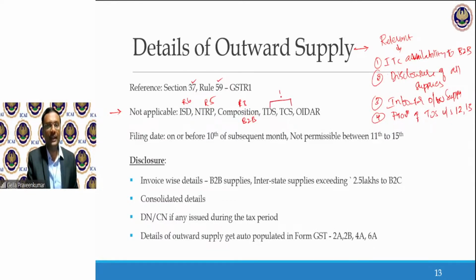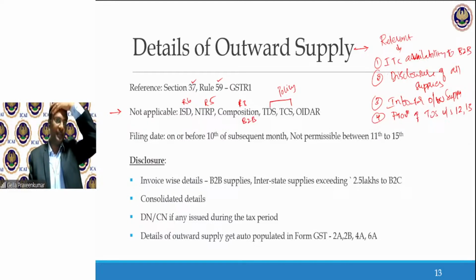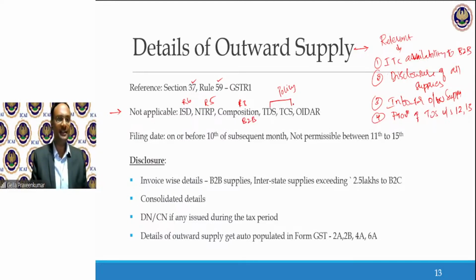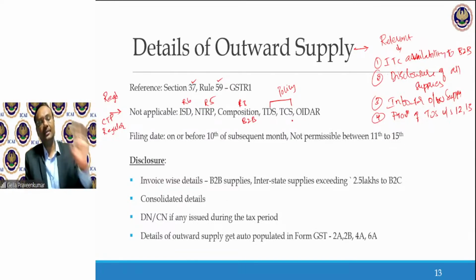TDS, TCS, it's a policy matter only, for some data they wanted to collect. OIDAR, this is connected with e-commerce transactions, with internet related supply. So this is also not required to file GSTR-1. If you look at overall persons who register under GST, whom have they left out? CTP and regular registration, that's all. So ISD, NRTP, composition, TDS, OIDAR, all these people are exempted from GSTR-1.